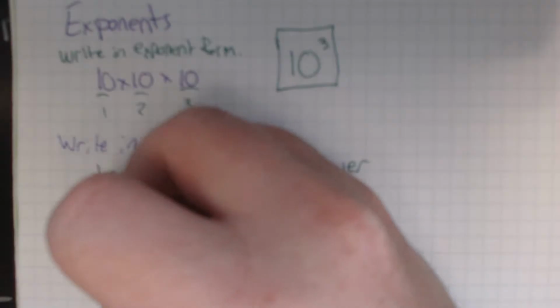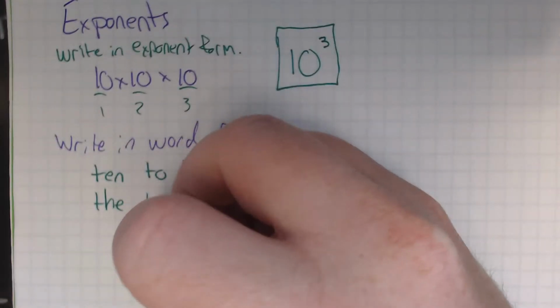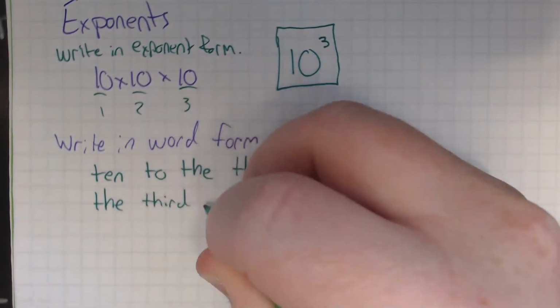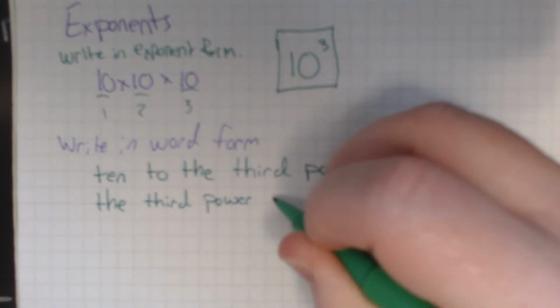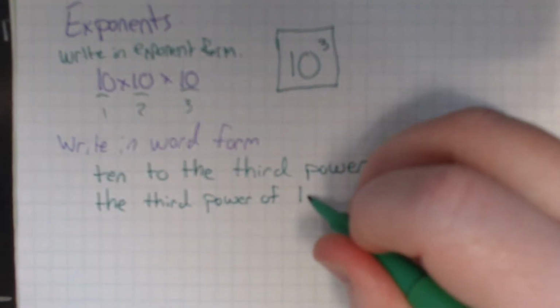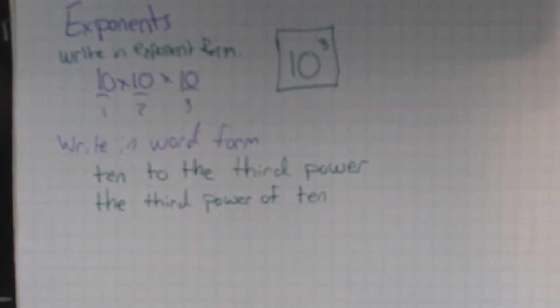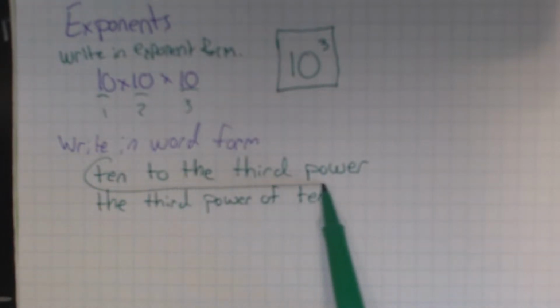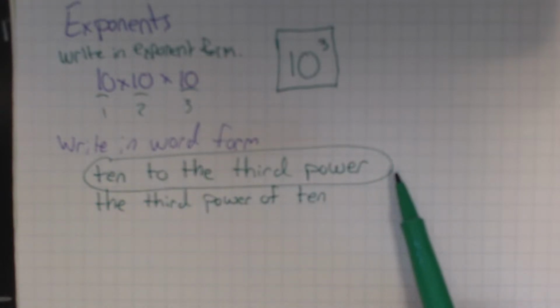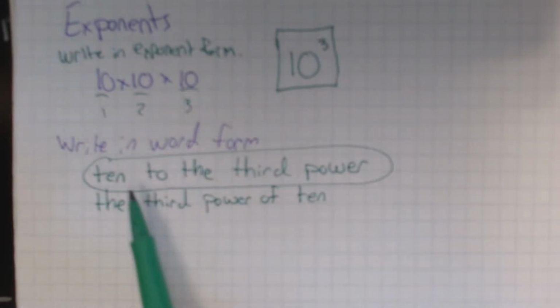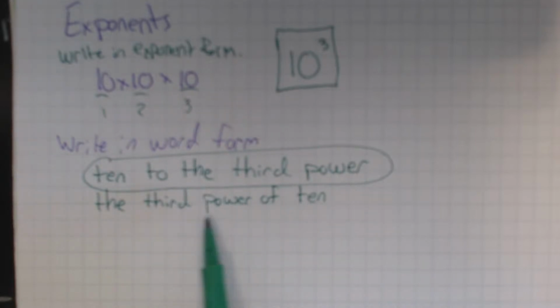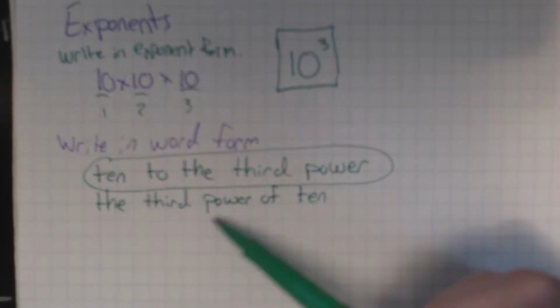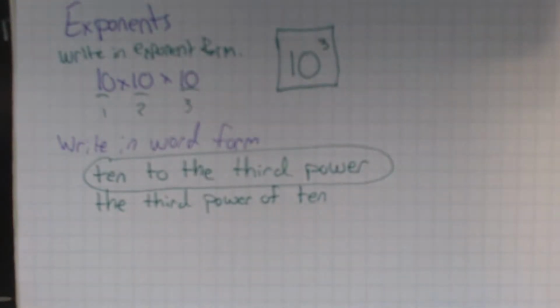You can write it as the third power of 10. Now, I will say, I actually prefer this one right here because it keeps our numbers in order. So 10 to the third power has the 10 first and then third power. This way kind of makes it a little bit more confusing, but it is a proper way that you could write it. So the third power of 10 is written exactly the same as you can see above.